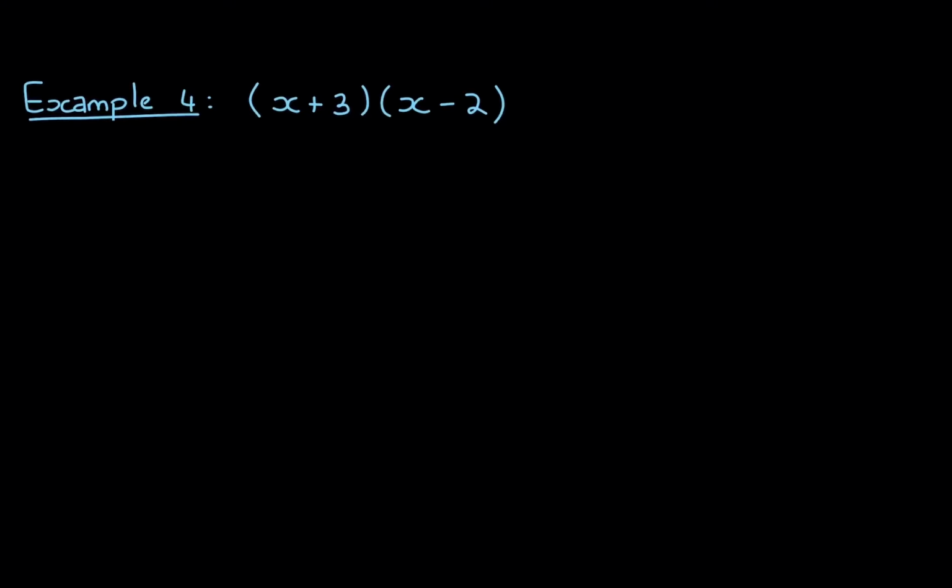So the second method I want to show you is literally the same as what we've been doing this whole time. We just use the monkey method. So you get x times x, and that same x is multiplied with negative 2. Then we take this positive 3 and we multiply it by x and multiply it by negative 2. So let's write that down.